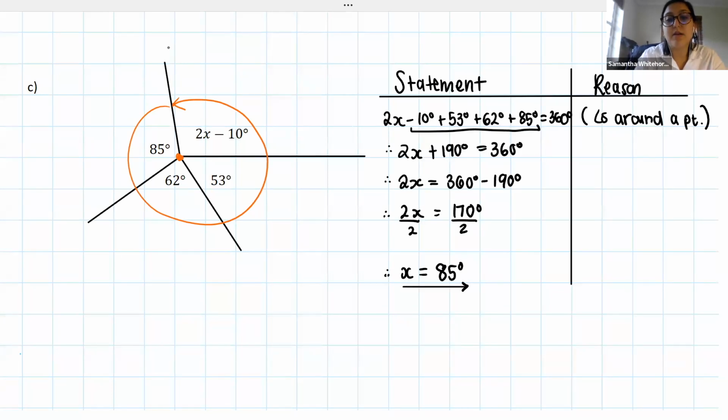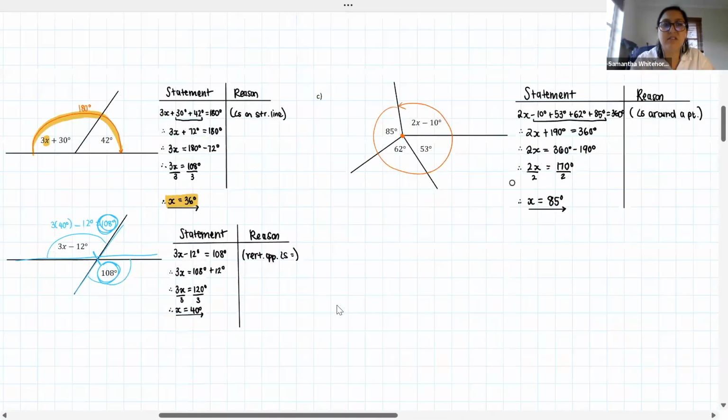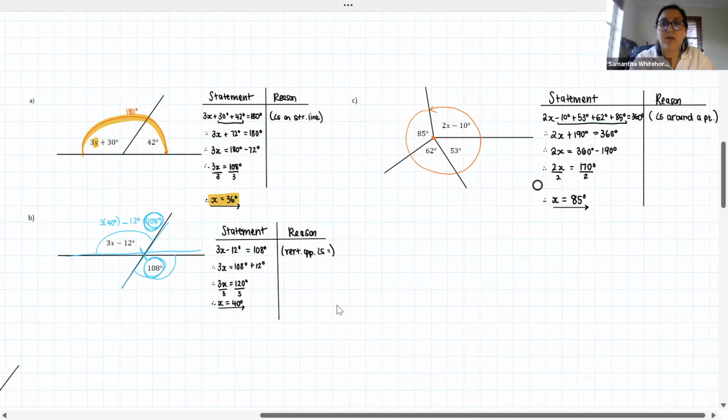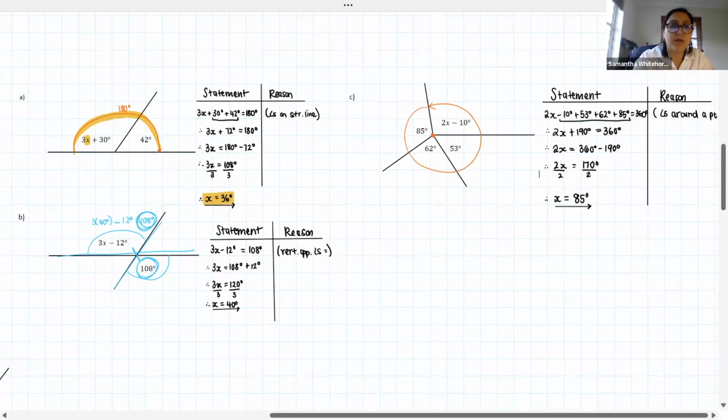Again, if we sub in, to check our answers, we will get that we have done it correctly. All right, so angles around a point, we get 85 degrees here. So let's take screenshots of all three of these examples that we did. There's a lot of panic on my side. Okay, there we go. So let's take screenshots of those three. Make it a touch bigger. There we go.